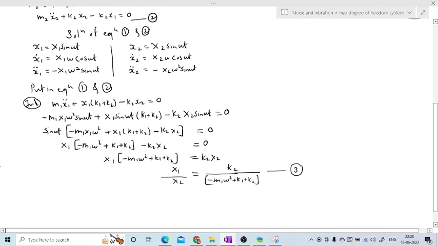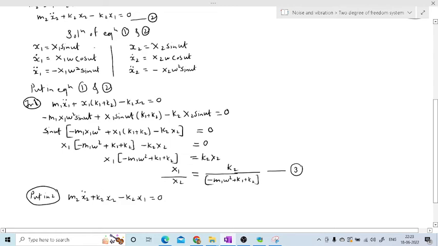So here I will write, put into. Now I am going to put into equation 2. So first write the equation 2. See, here we have equation 2 and that equation is m2 x2 double dot plus k2 x2 minus k2 x1 is equal to 0. Now put the value of x1, x2 and x2 double dot.